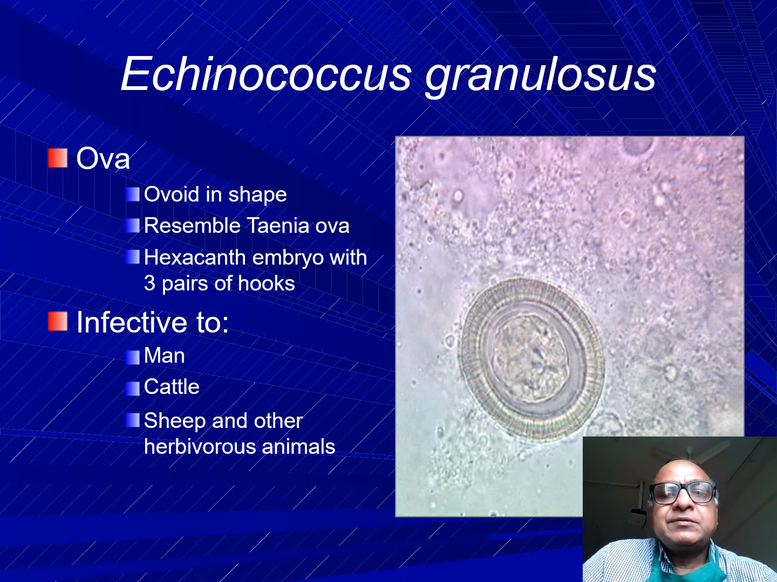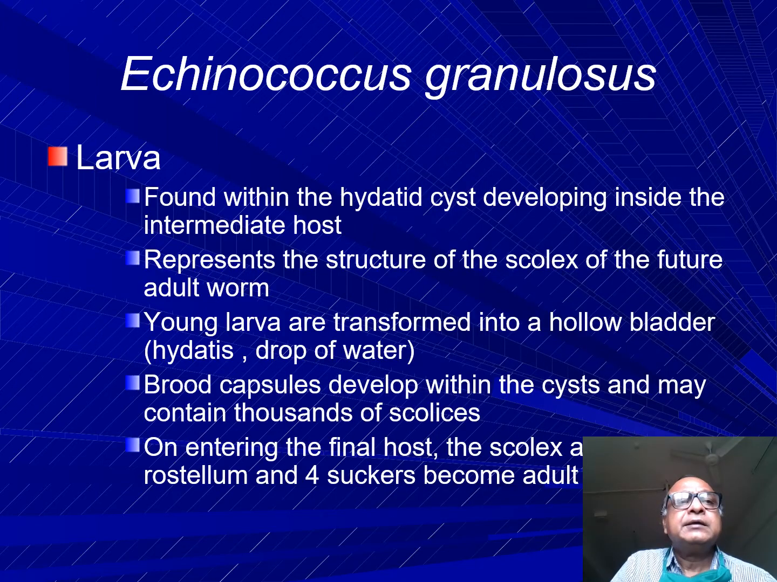Egg of the Echinococcus is similar to the Taenia egg, maybe a little oval in shape, but this is not found in human feces. It is found in the dog and canine animal feces, and it is infective to man, cattle, and sheep and other herbivorous animals. The larva of the Echinococcus granulosus is found in the intermediate host inside the muscles and other organs.